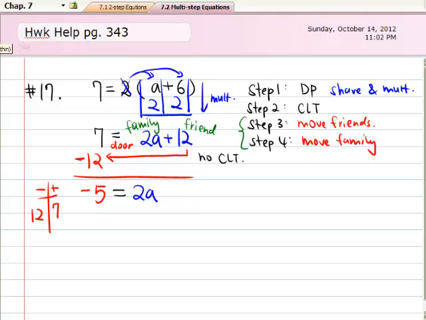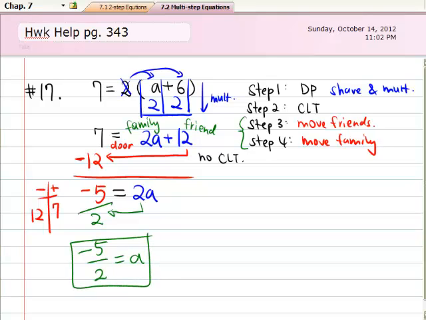The next step would be to take the family number 2 out of the door, and we're going to do the inverse of multiply over on this side, and do division over here. So now we have this fraction, and when you look at the fraction, negative 5 cannot divide by 2, so you may leave that answer as equal to a. Because negative 5 over 2 cannot be simplified, we're going to say that that is already your answer.